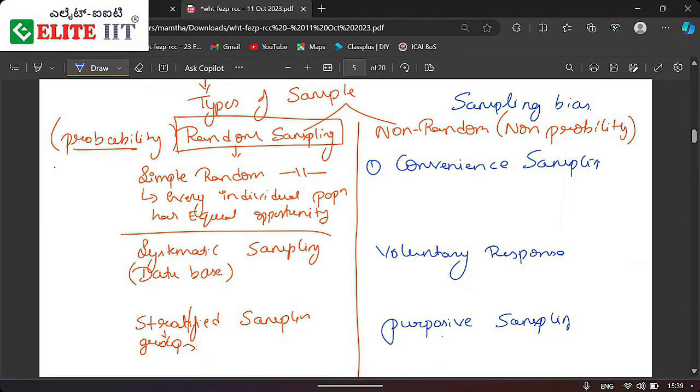But what I can do is take the data according to my convenience, collecting it from my nearby areas, right? So therefore, everybody doesn't have an equal opportunity. The only people who get selected as a sample are those who reside in and around me. Whatever is convenient for me, I'm going to consider. And it is very inexpensive to collect the data and consider it as a sample.